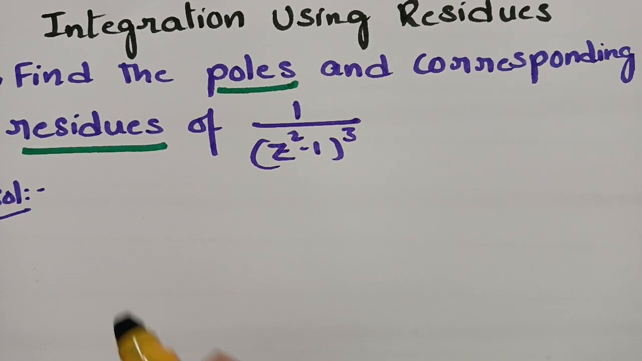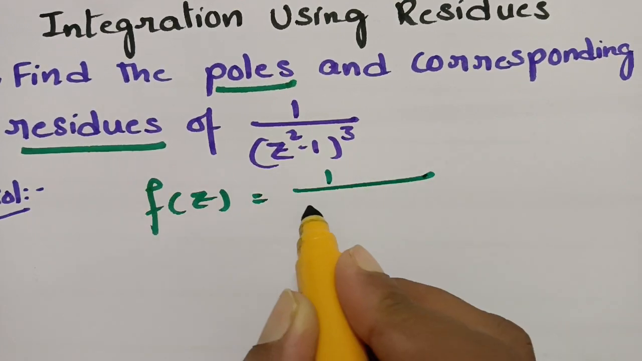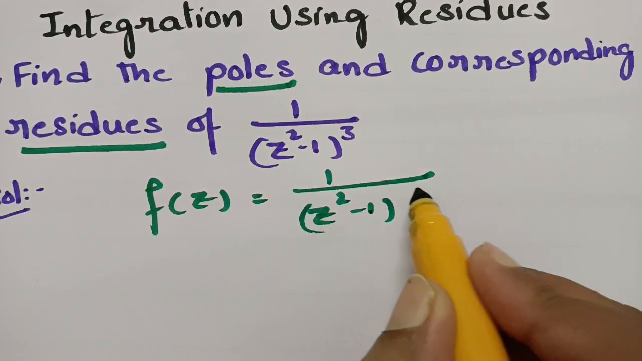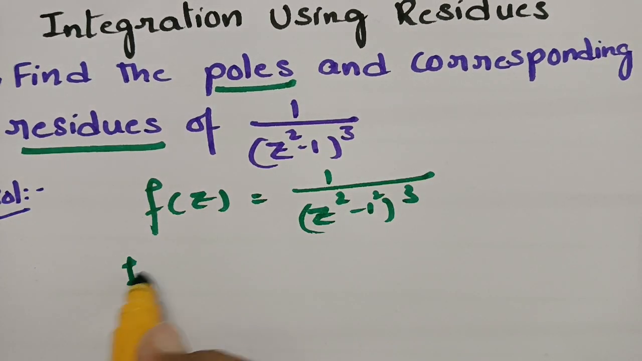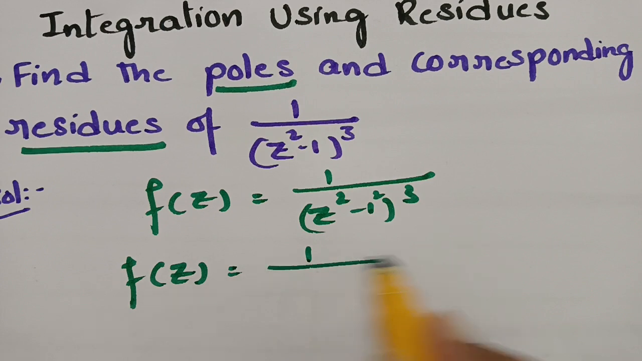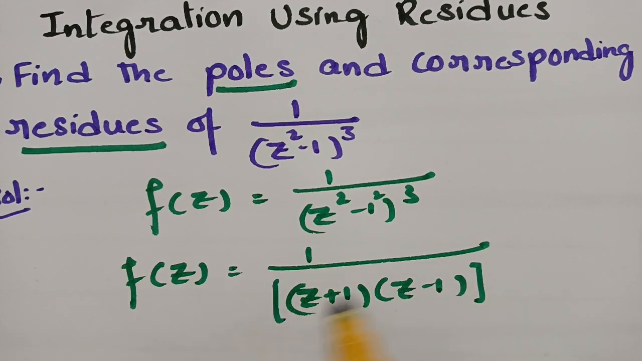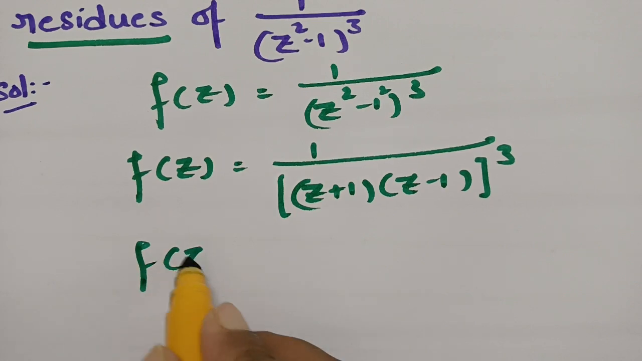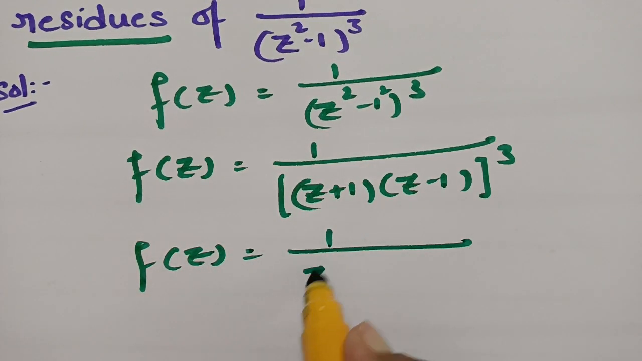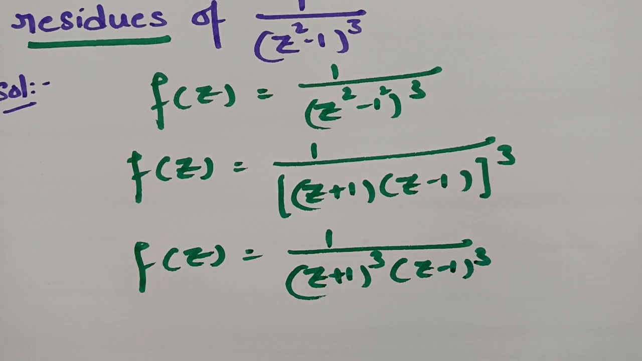See here clearly from the question, what is f of z given? So f of z is given as 1 by (z square minus 1) whole cube. This can be written using a square minus b square. So f of z can be written as 1 by (z plus 1)(z minus 1) whole cube. Now f of z can be written as 1 by (z plus 1) whole cube into (z minus 1) whole cube.